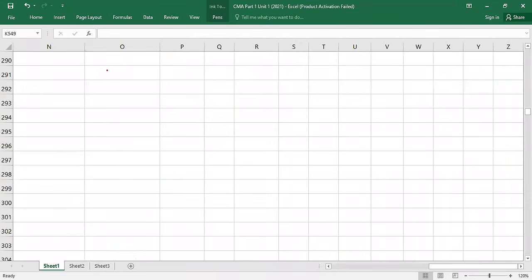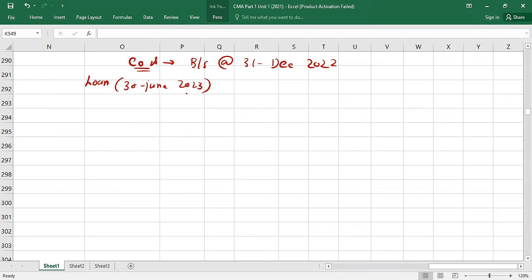For example, company A has a loan. The company is preparing its balance sheet at 31st December 2022. They have a loan in the balance sheet which is payable on maybe 30th June 2023. It means it is payable within 6 months, so it is a current liability. And the loan amount is, for example, 100,000.